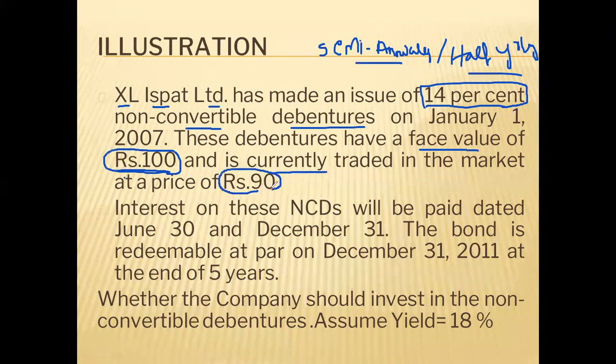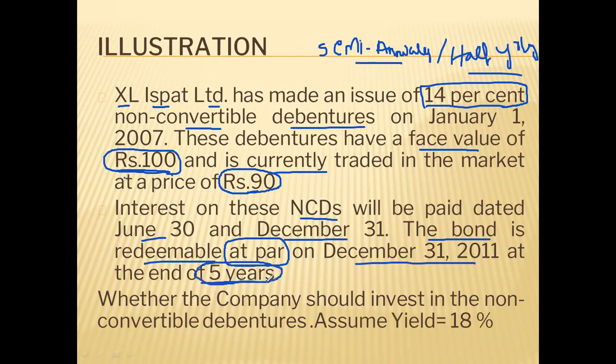If you purchase these debentures in the market, what is the market rate of this debenture? It is 90 rupees. Interest on these non-convertible debentures will be paid on June 30 and December 31st, which indicates that it is a case of semi-annual or half yearly interest. The bond is redeemable at par, meaning the company will give you 100 rupees at the end. So this is a redemption at par. On December 31st, 2011, the term of the bond is 5 years.